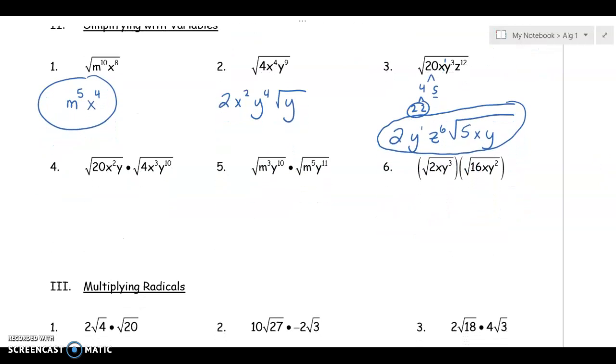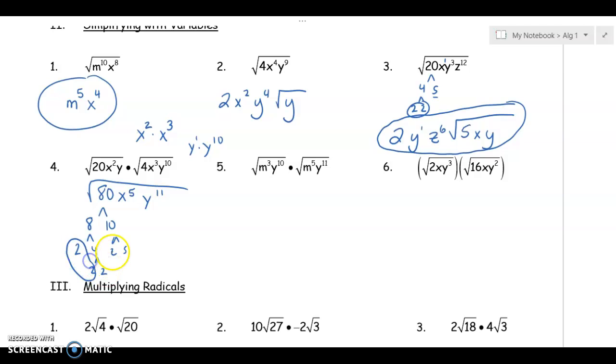For the next one, you're going to multiply what's inside the radicals together. Remember our rules with multiplying. So 20 times 4 is 80. This is still under the radical. X squared times x to the third, if you remember those rules, when you're multiplying and the bases are the same, you add the exponents, so x to the fifth. And then y times y to the 10th, same thing as y to the first times y to the 10th, you'll get y to the 11th. And now you can do a factor tree with 80. So you could do like 8 times 10, 2 times 4, 2 times 5, 2 times 2.